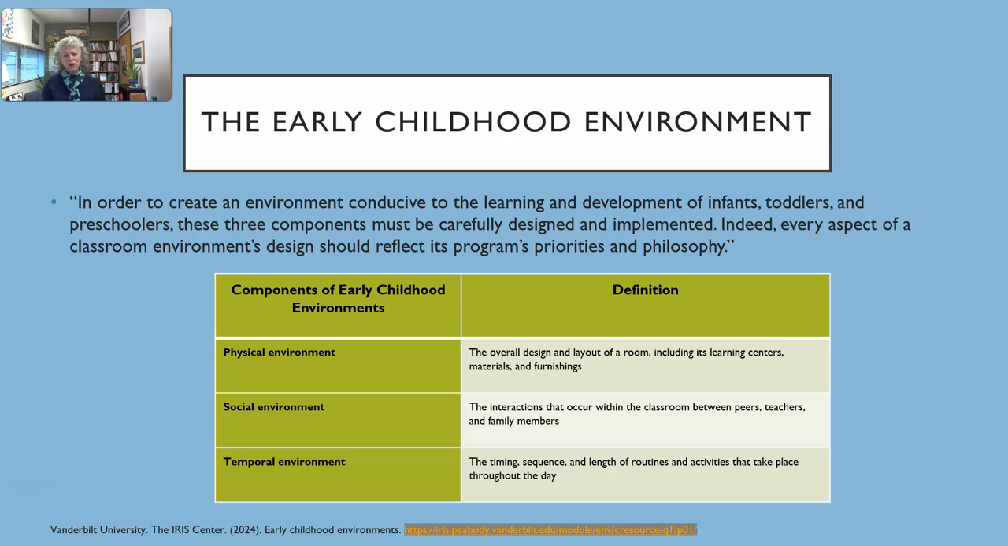So the components of an early childhood environment include the physical environment, the overall design and layout of a room, including its learning centers, materials, and furnishings; the social environment, the interactions that occur in the classroom between peers, teachers, and family members; and also the temporal environment, the timing, sequence, and length of routines and activities that take place throughout the day. We, as teachers, control these components.